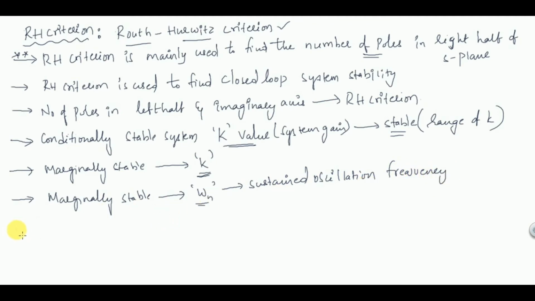And lastly, we can also find relative stability by using RH criterion, that is, gain margin and phase margin concepts. All these we'll discuss later, so don't worry about this. These are the main things which we are going to find by using RH criterion. The main important point is this: RH criterion is mainly used to find the number of poles in the right half of S-plane.